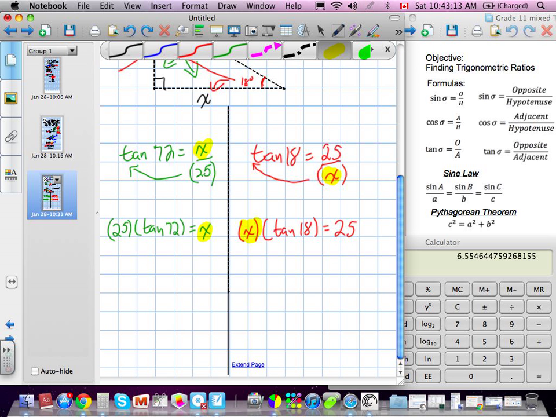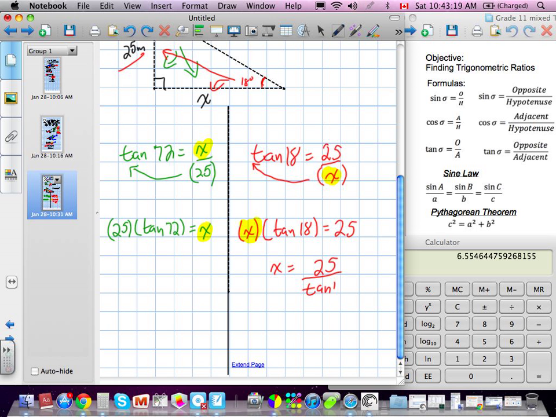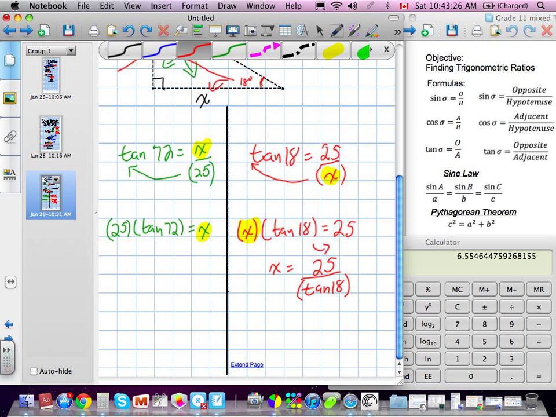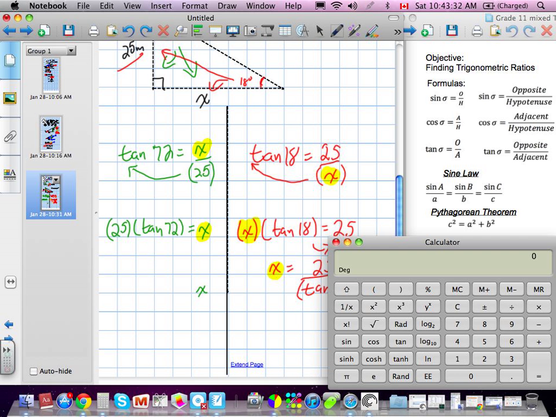We're going to do both these operations and see what answer we get. Okay. So tan 72. Let's clear this. 72 tan times 25. 76.94. Okay. 76.94 meters.